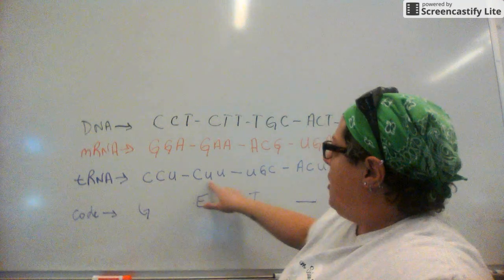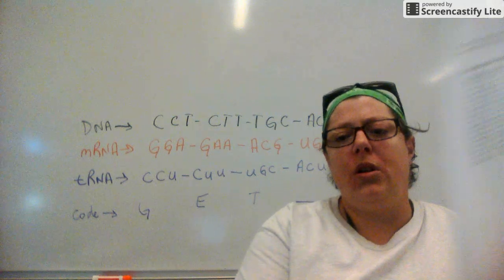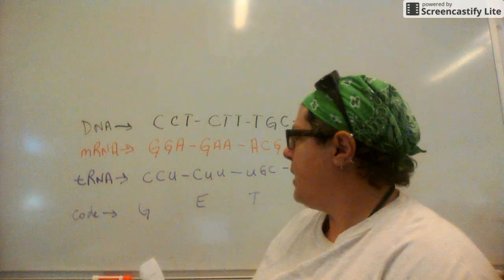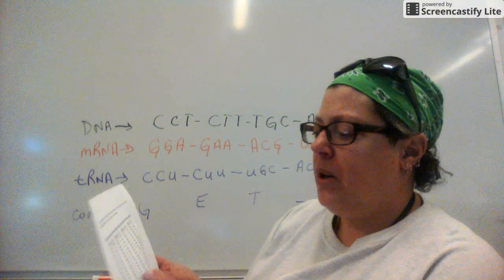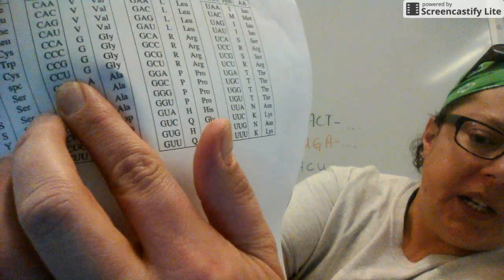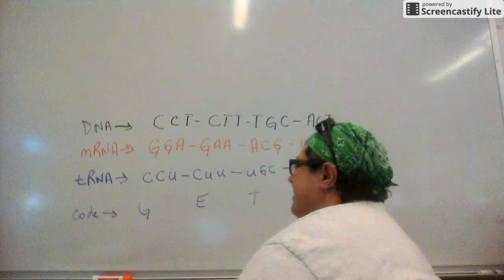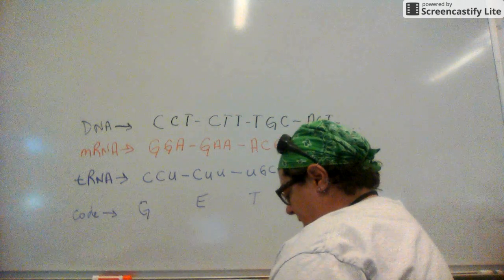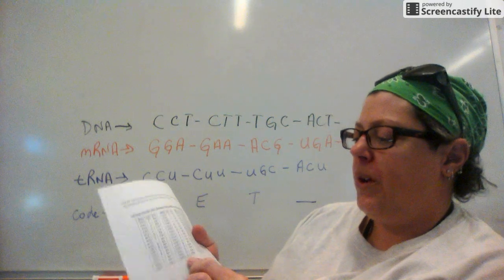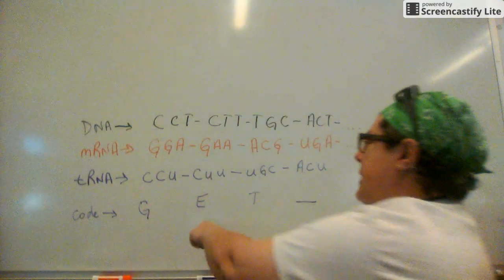The tRNA codes here, and from that, you will use your chart to figure out what letters go with which code. So here is CCU. And I'm going to look on my chart for CCU, which is right here, and there's a G. And I'm going to put a G here. Then the next code is CUU, and I am going to find that that is an E.